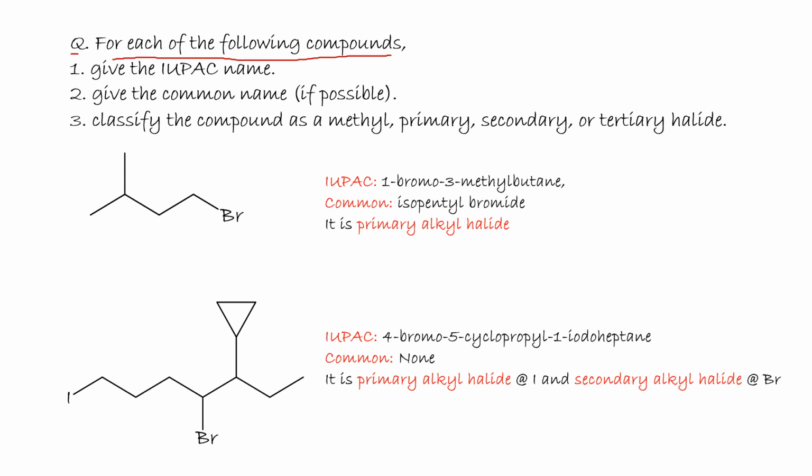For each of the following compounds, give the IUPAC name and the common name, and classify the compound as a methyl, primary, secondary, or tertiary halide. For this compound, the long chain is butane, numbered 1, 2, 3, 4. On carbon 1 we have bromo, so it's 1-bromo. On carbon 3 you have a methyl, so 3-methyl. Since it has that terminal branch, it's iso, with 1, 2, 3, 4, 5 carbons. So it is isopentyl bromide.